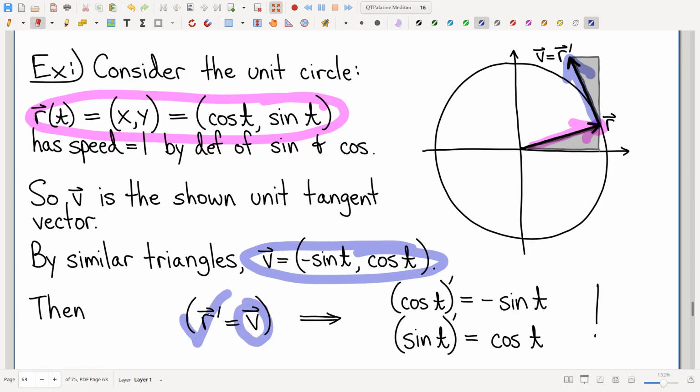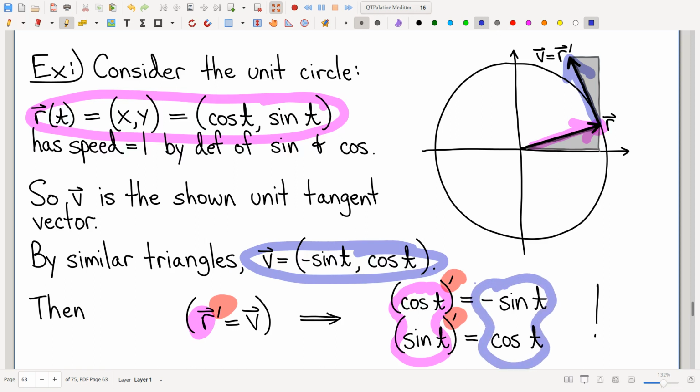If the velocity is the derivative, that means that this purple curve, if I take its derivative, indicated in red, then I get the dark blue derivative vector. And check it out. Just by making a couple of geometric observations, I've now demonstrated that the derivative of sine is cosine, and the derivative of cosine is negative sine.